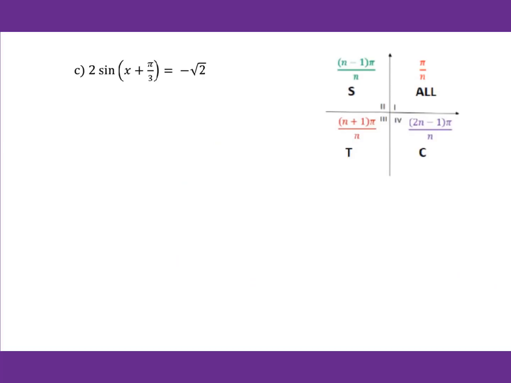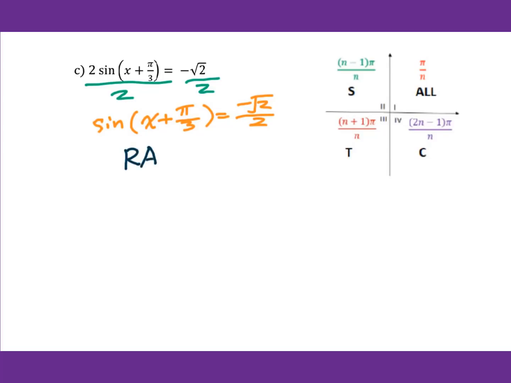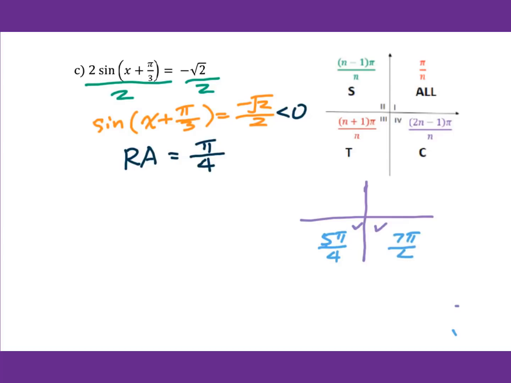Now let's go to C. First of all, we know this is a linear pattern. Therefore, we divide both sides by 2. You will get sine (x plus pi over 3) equals negative square root of 2 over 2. Then we go to the reference angle. That will be pi over 4. For sine, it's a negative. Therefore, we need to go to the third and the fourth quadrant. Then we got 5 pi over 4 and 7 pi over 4.